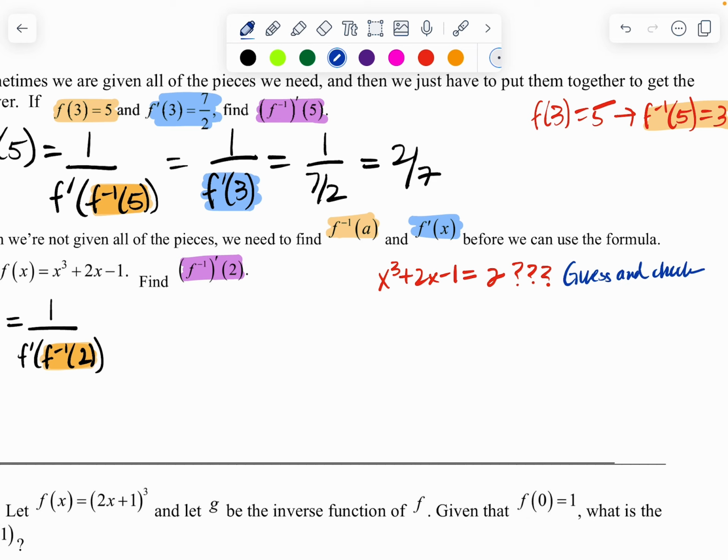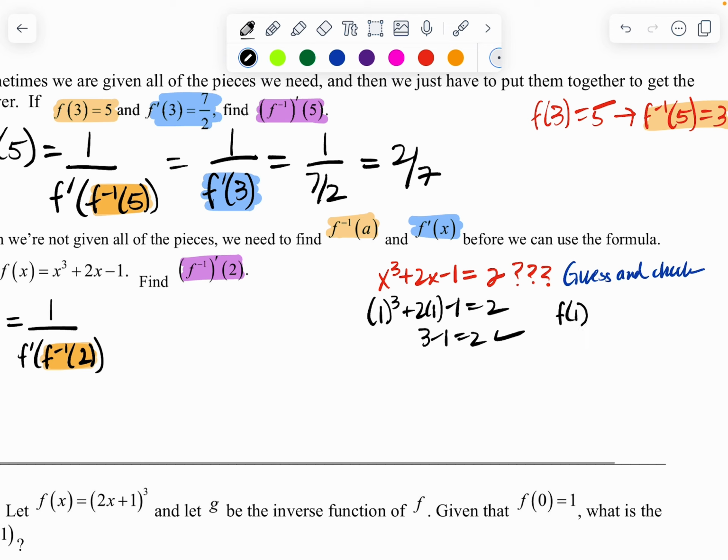Okay. So if I plugged a 0 in for x, I would get 0 plus 0 minus 1. That would not work. So I'm going to try a 1. Let's plug a 1 in. That would be 1 plus 2, because 2 times 1 would be 2. So 1 plus 2 would be 3. Minus 1, that's 2. That's it. That does it. So 1 cubed plus 2 times 1 minus 1 equals 2. That's 3 minus 1. So we're good. Fabulous.